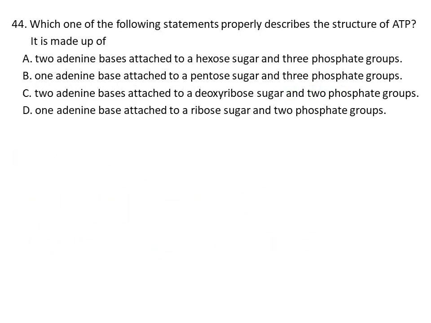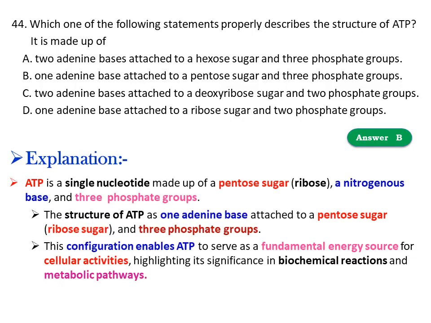Question number 44. Which one of the following statements properly describes the structure of ATP? The answer should be B: one adenine base attached to the pentose sugar, or ribose sugar, and 3-phosphate group.